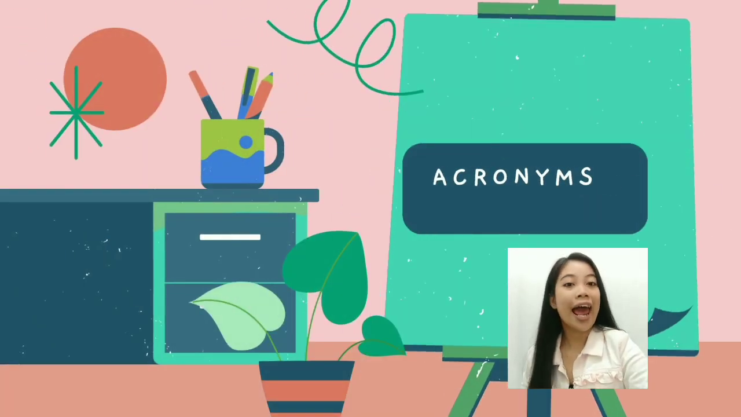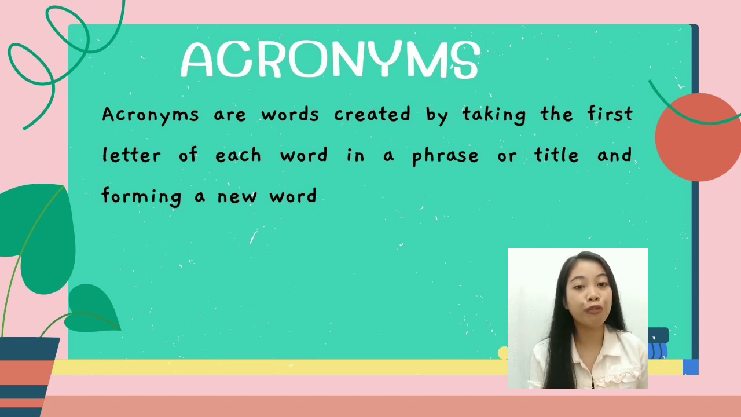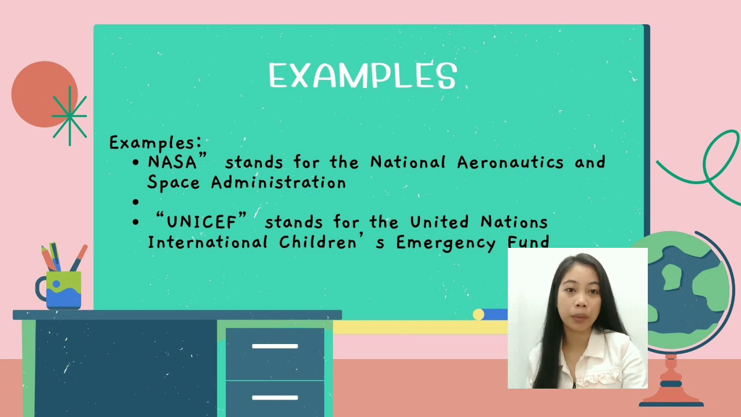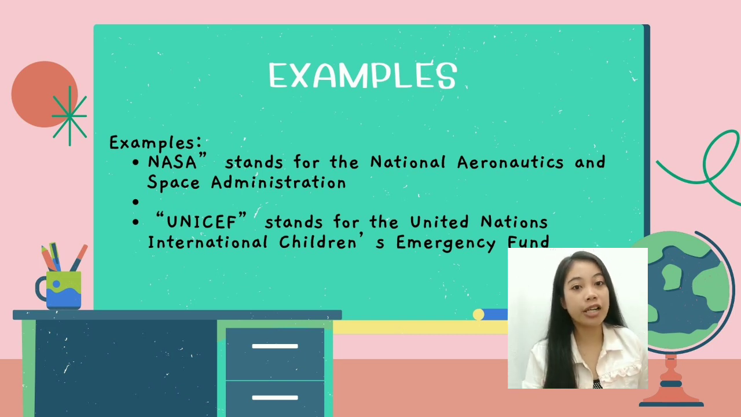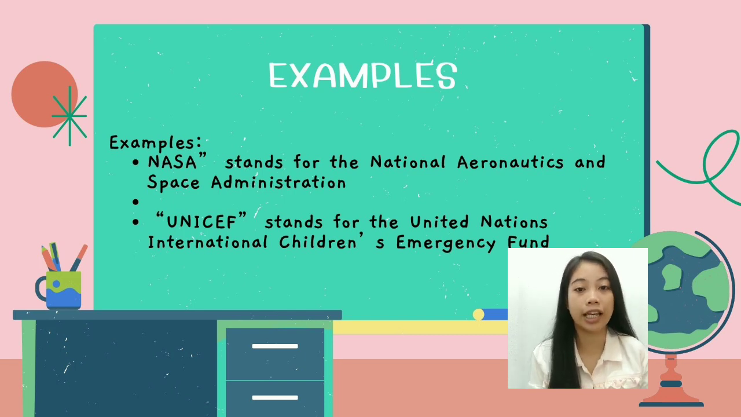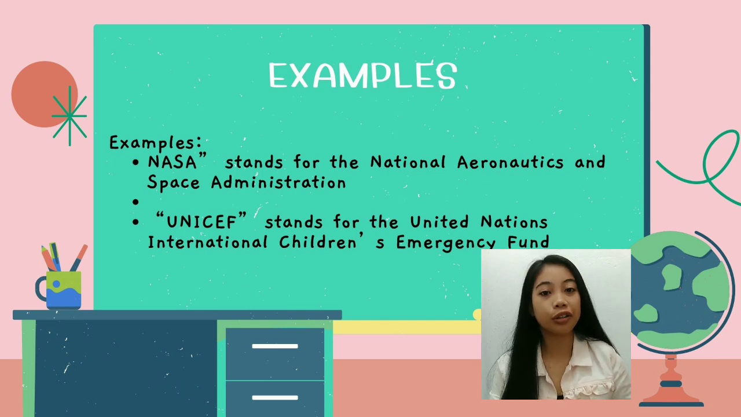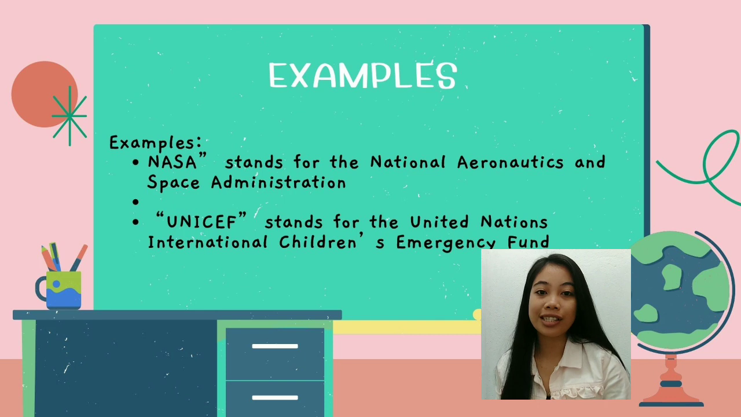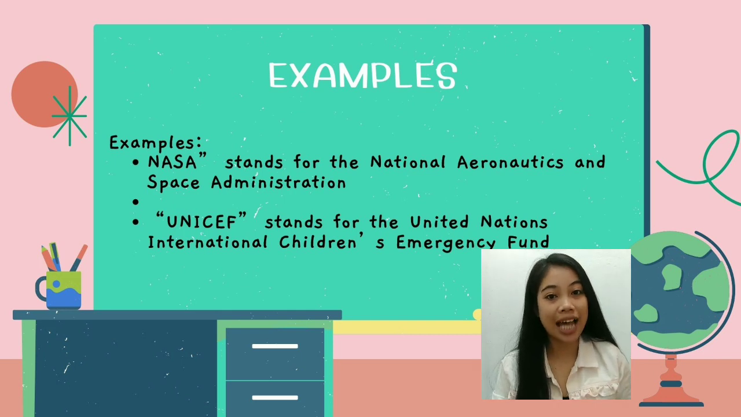Next here are acronyms. Acronyms are words created by taking the initial letter of each word in a phrase or a title and forming a new word. For example, the word NASA, the National Aeronautics and Space Administration, and another one is UNICEF. It stands for the United Nations International Children's Emergency Fund. Acronyms are often used as shorthand or to create memorable names for organizations, products, or concepts. Sometimes acronyms can become words in their own right and their original meaning can become lost or forgotten. For example, the word scuba is an acronym for self-contained underwater breathing apparatus, but it is now a common word used to describe a type of diving equipment.